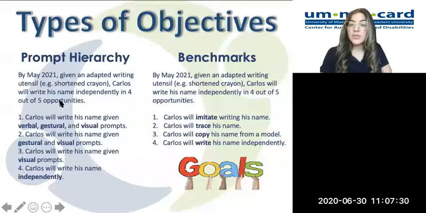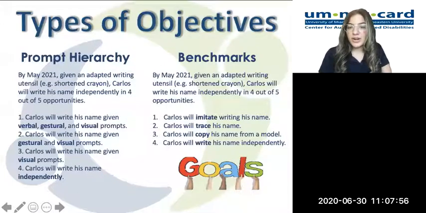And then we start removing the most intrusive, which would be the verbal. So we leave gestural and visual. The next intrusive one is gestural because it still requires a second person in order to provide that prompt, which leaves us with visual. And finally, visual prompt, however common, is still a prompt. So when we remove it, it leaves independence.